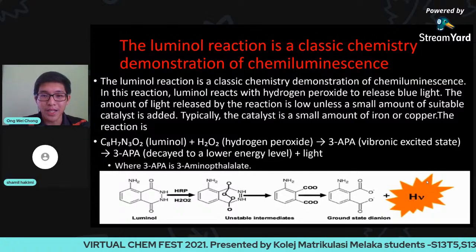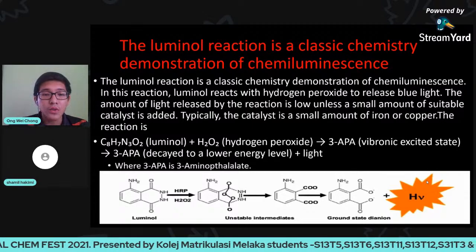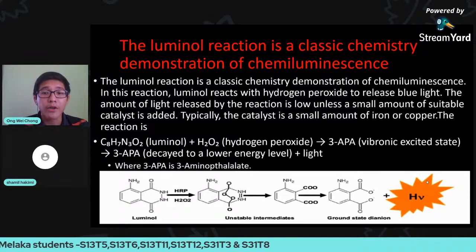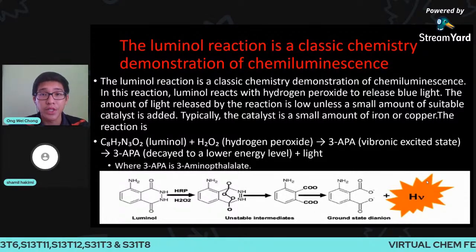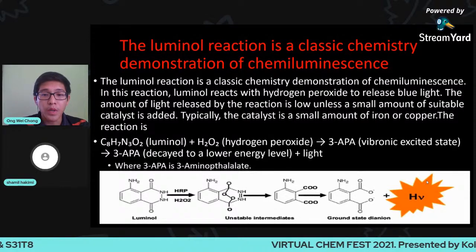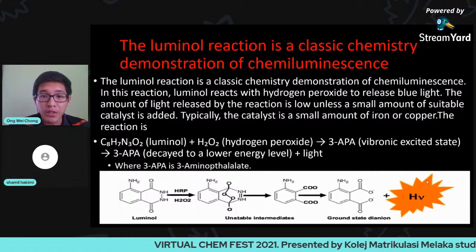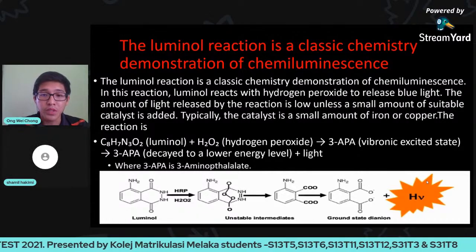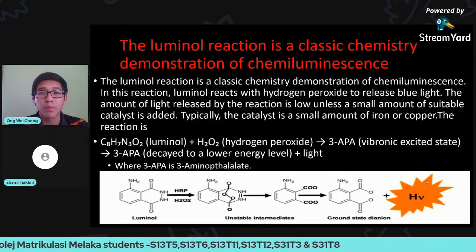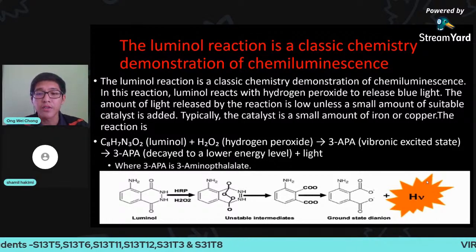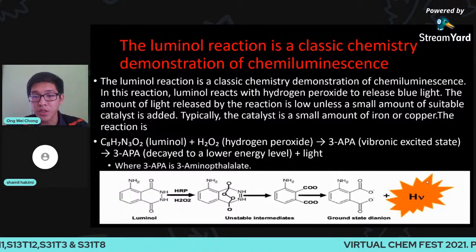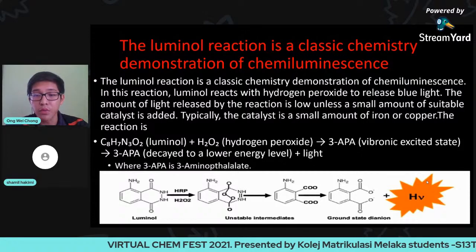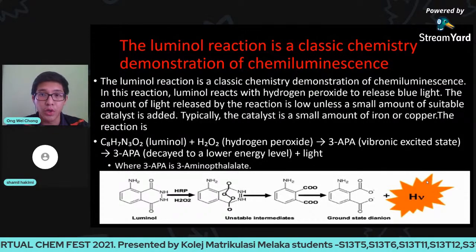It's quite a deep topic, but I can try to explain a bit. The formula shows that luminol reacts with hydrogen peroxide and forms an unstable intermediate. As we all know, when an unstable intermediate compound is present, it tends to become more stable. So it starts to decay and become a smaller compound. When it decays, it decays until a ground state dianion, which shows in the product of the reaction, and eventually it also produces light, which is blue light in the case of luminol.